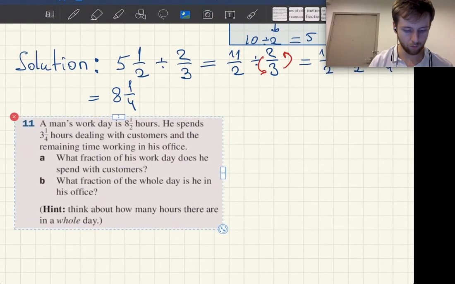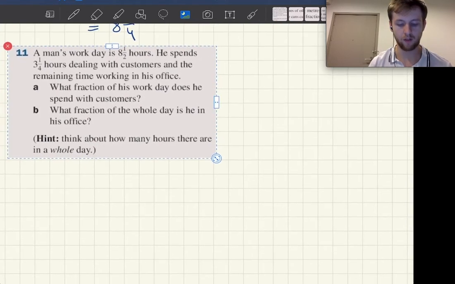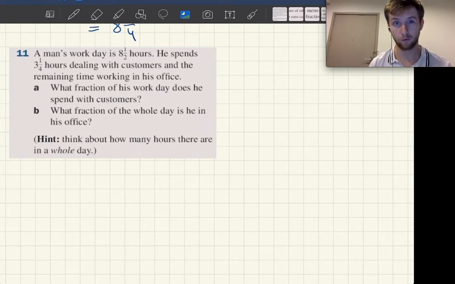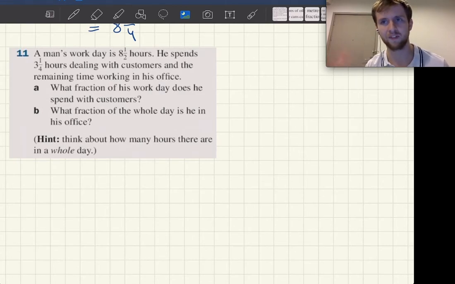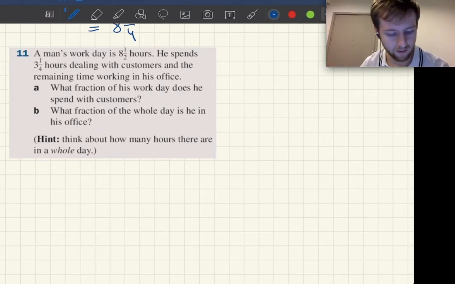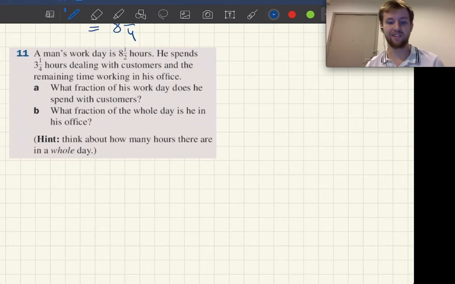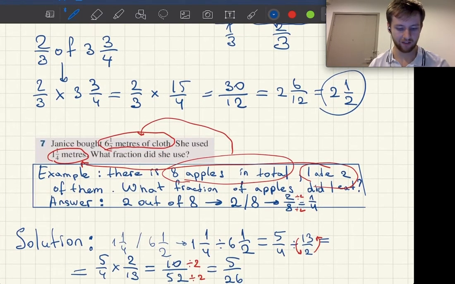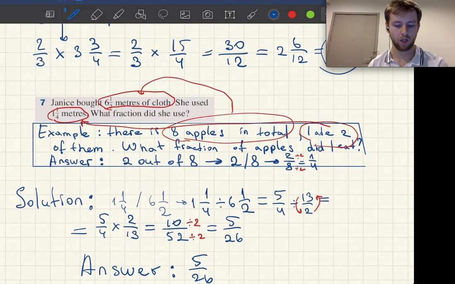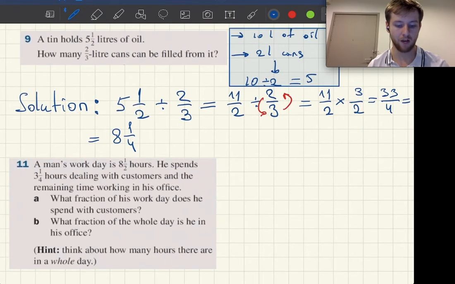A man's work day is 8.5 hours. He spends 3.25 of an hour dealing with customers and the remaining time working in his office. What fraction of his work day does he spend with customers? What fraction is it? I think we did this. You can look at the question number 7. We found what fraction, again by dividing.